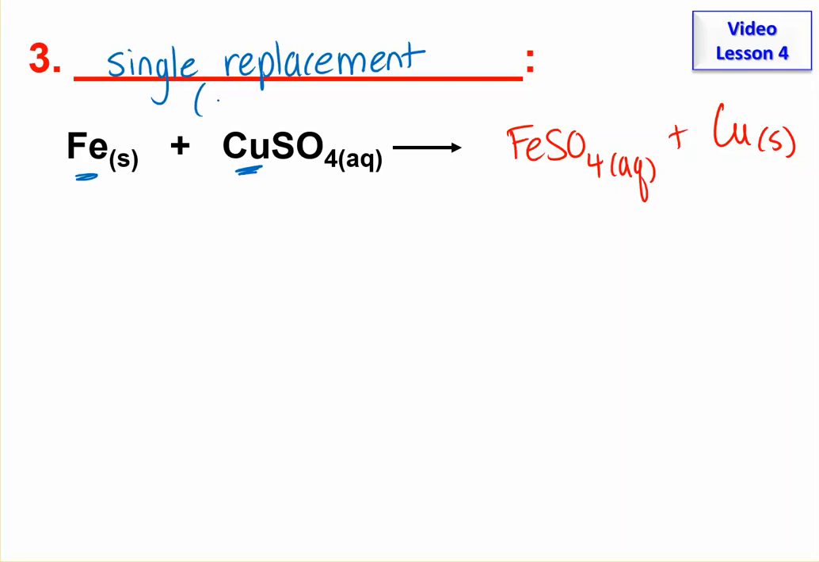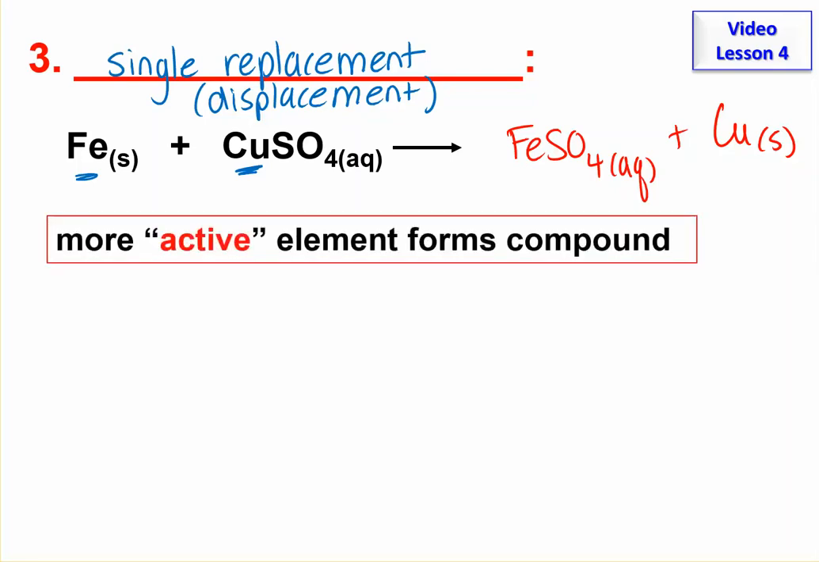It can also be called single displacement. Not a big deal. I say both. Usually I say replacement. But anyway, so that is a single replacement. And something you need to know about those is that the more active element forms the compound. So in this case, the more active element is the iron. And we'll get into later how you know which one is more active and all of that. But for now, that'll do. The more active one ends up in the compound. It's kind of like it wins the battle.